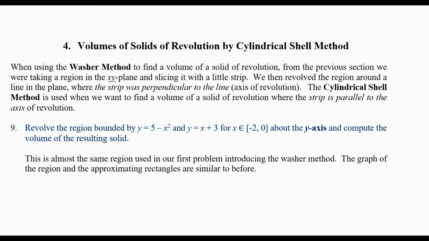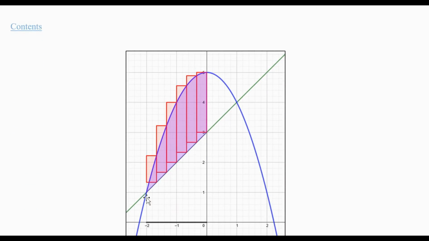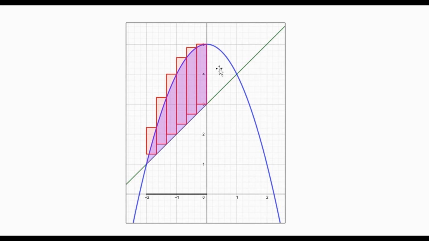When we use the washer method, the graph of the region and the approximating rectangles are similar to before, and so this is the picture that we have. Before we had this little area here too, but we're just going from -2 to 0, so that's the interval that we're looking at. And we're making our little strips, our rectangles, vertically. So here would be a Riemann sum of rectangles for a right Riemann sum with 6 rectangles. And we're going to rotate that around the y-axis this time rather than around the x-axis.